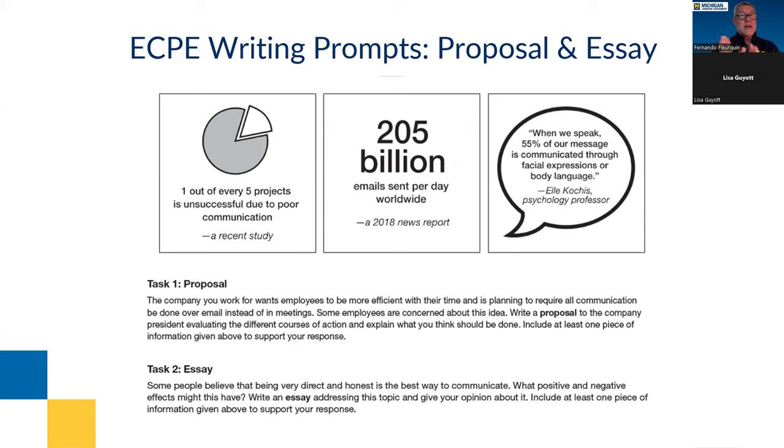So this is a slightly different topic. Being very direct and honest as the best way to communicate. What positive and negative effects might this have? So writing an essay with those two areas on being direct and honest in your communications and your opinion. What do you think about this? With those, you can read the different sources of information that you have here from a recent study, from a news report, and from a psychology professor.